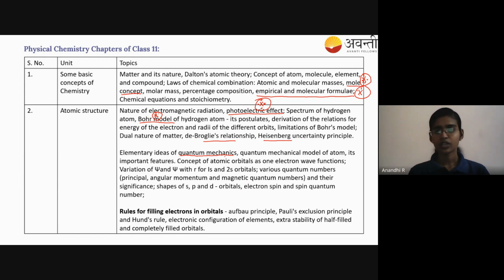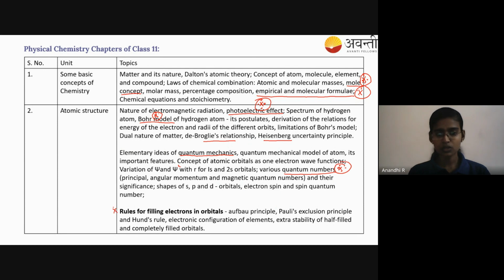But this year, they have included that part for NEET students also. Okay. So here we'll be discussing the wave functions, variation of psi and psi square with radius for 1s and 2s orbitals, and quantum number concepts are very important. There are 4 quantum numbers: principal, angular, magnetic, and spin quantum number. That is very important. And shapes of the orbitals are also very important, and rules for filling up of electrons.